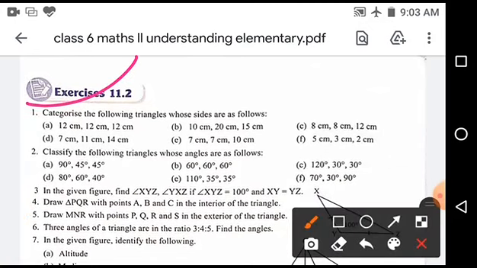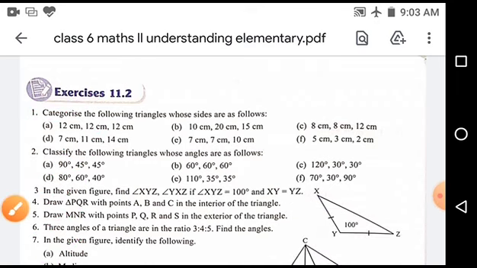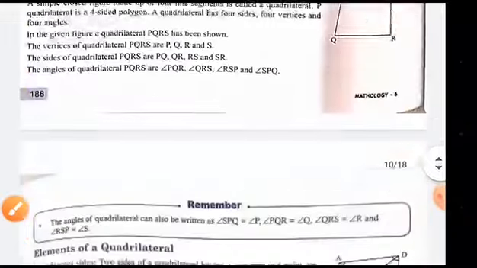Now students, exercise 11.2 is your homework, and in this exercise you have to solve all the questions in your notebook. In this exercise you will only discuss types of triangles on the basis of angles and on the basis of sides, and there are some basic questions related to the properties of triangles and their basic concepts. Clear? So you have to solve this exercise in your copy.